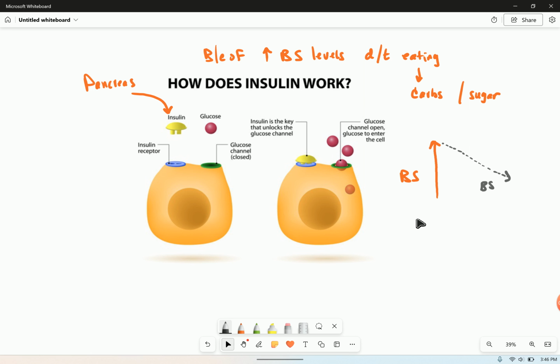And then when insulin is released, it's going to bind to glucose. And when insulin binds to the insulin receptor on the cell, it allows for this closed channel to open. So once insulin binds, the glucose channel is now open for glucose to enter into the cell.